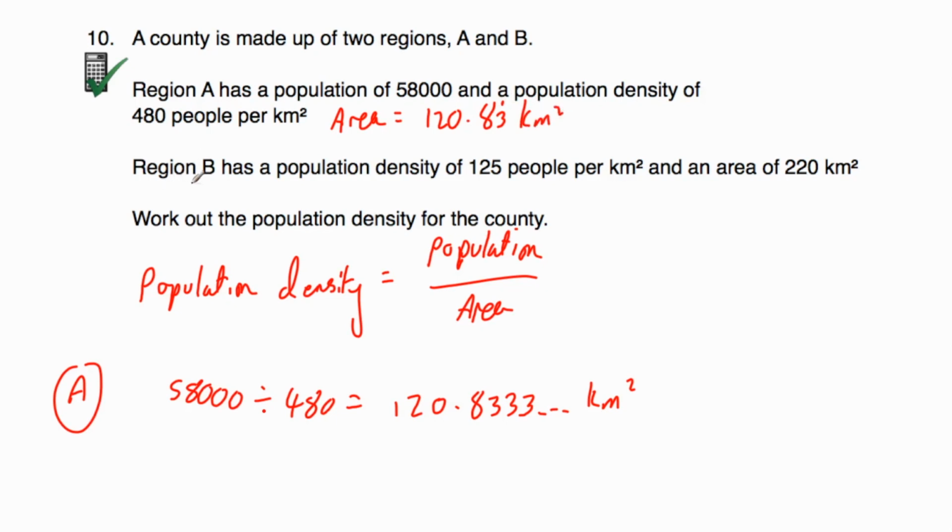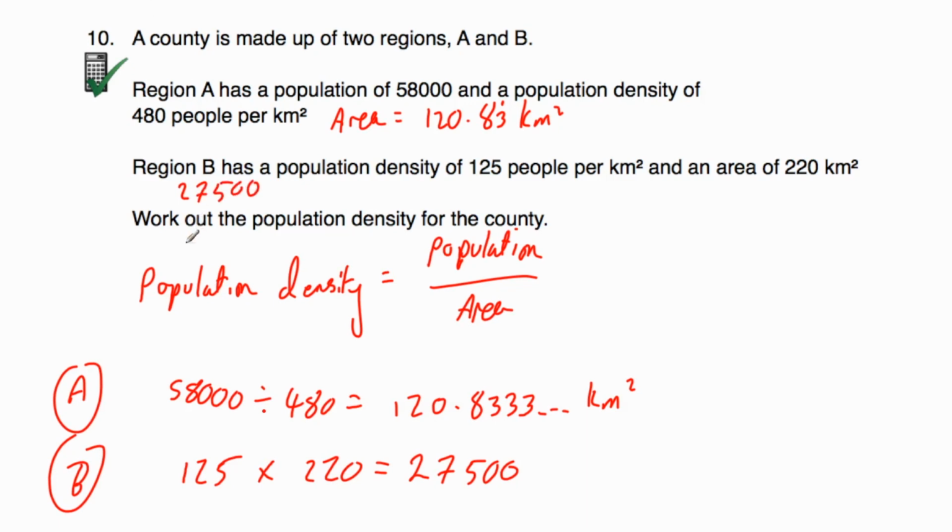And if we have a look at region B, we know its population density, so we know in each square kilometre, if the people were all spread out equally, there'd be 125 people in each of them. And we know how many square kilometres there are, there's 220 of them. So if we multiply 125 by 220, we can find the total population for region B. And that'll be helpful in finding the total population of the county. So let's take the 125, the population density, and multiply that by the area, which is 220, and see what we get. And that's equal to 27,500 people. So that means the population of region B was equal to 27,500.